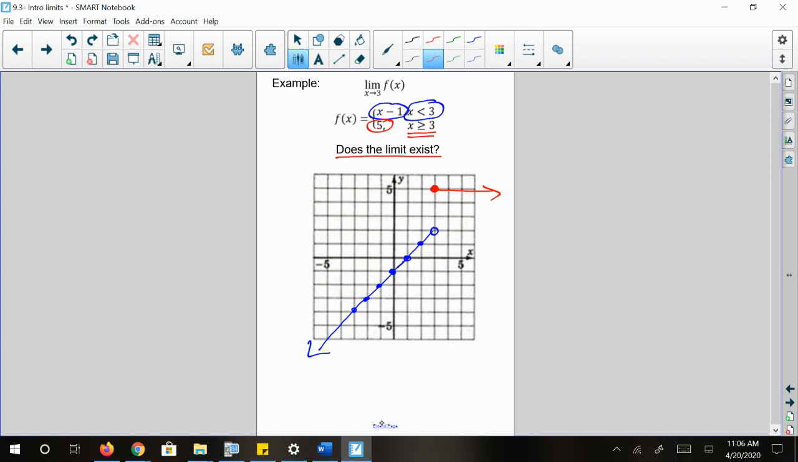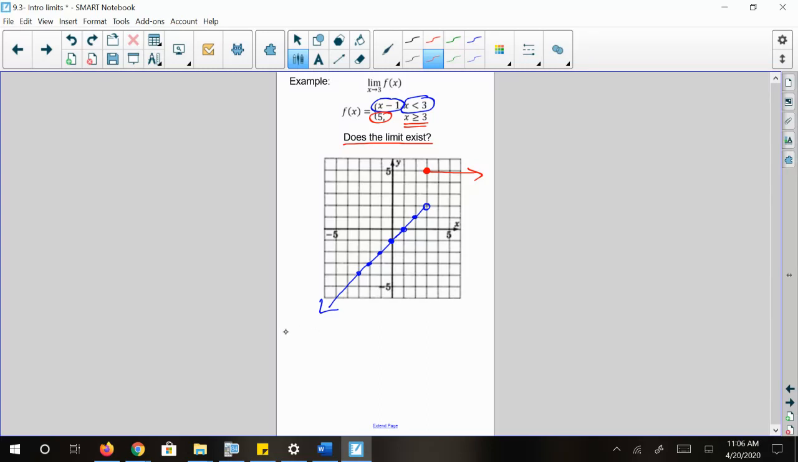Question says, does the limit exist? Well, based on what we just said on the last problem, let's see if we can identify a couple of these things. What's the limit as x approaches 3 from the negative side? Okay, well, if we think about it, that means what's happening to this function as we approach 3 from the negative side, which would be this direction. Well, as we approach 3 from this direction, what we see is our function is approaching a y value of 2. Okay, but if we ask ourselves, what's the limit as x approaches 3 from the positive side? Well, that means we're coming from this direction. As we approach from the positive side, we are approaching a y value of 5.